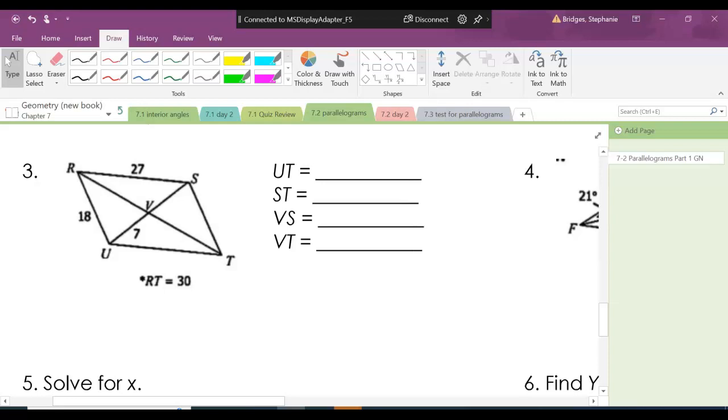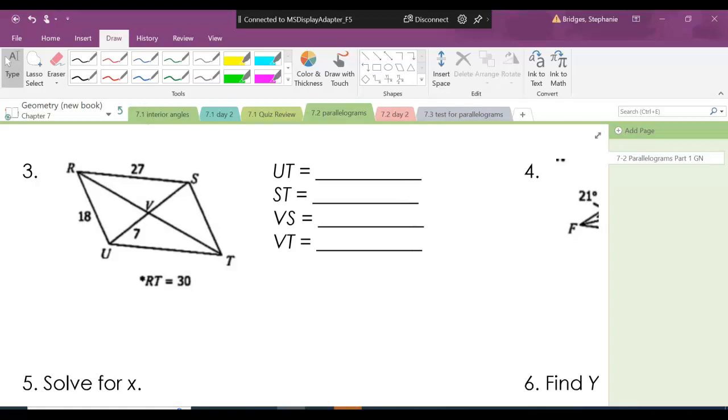Now look at this picture. What are those things called that are drawn in the middle? Starts with a D. Diagonals. And what did our property say about the diagonals? They bisect each other. Okay.